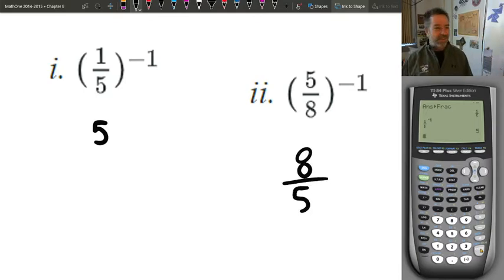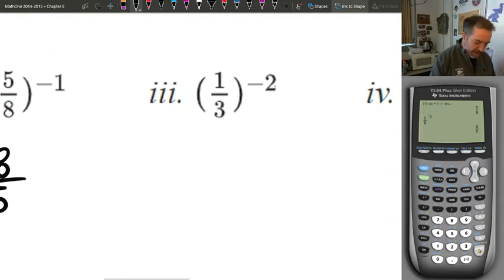I know, I know, we disagree, right? You don't agree with me. So I'm going to go 5 divided by 8. And I'm going to ask the calculator, I'm going to hit math, frac, ask it to display it as a fraction. And I'm just going to take that value and raise it to the -1st power. And watch, 5/8 becomes 8/5, just like that. It's the reciprocal.